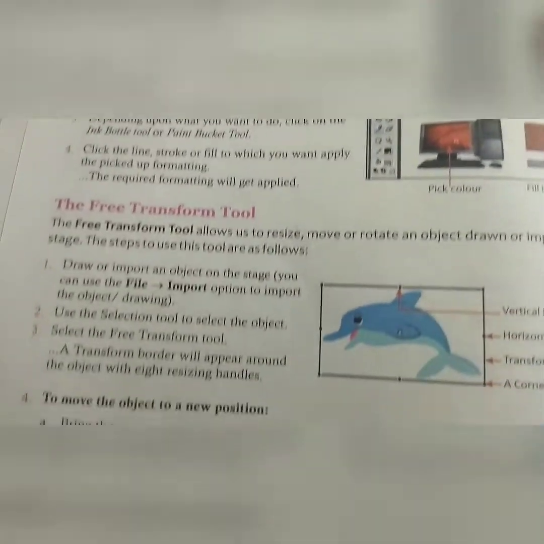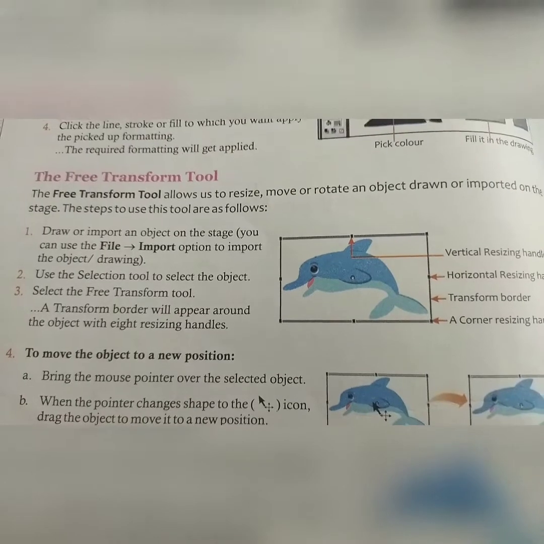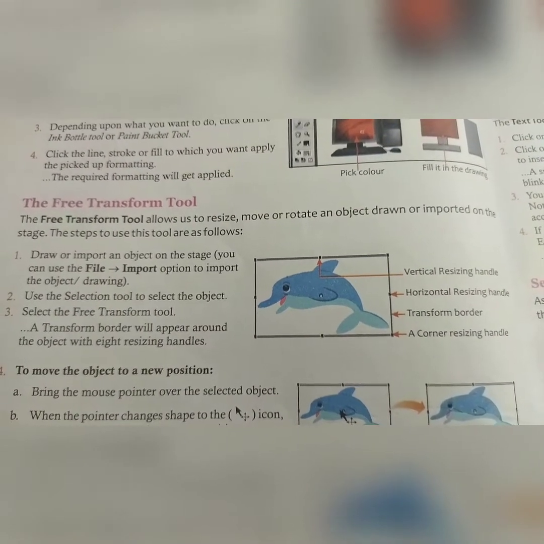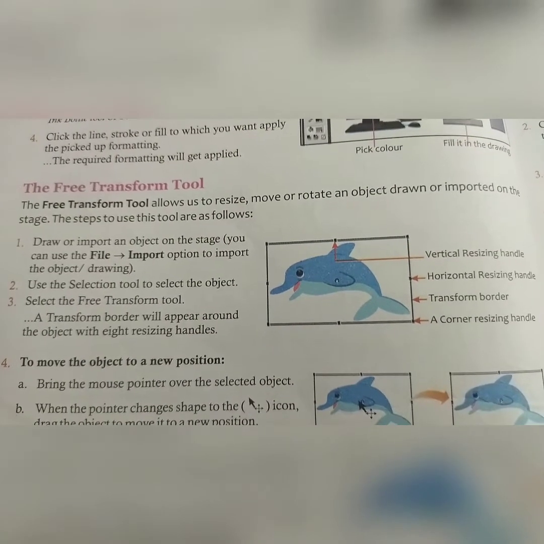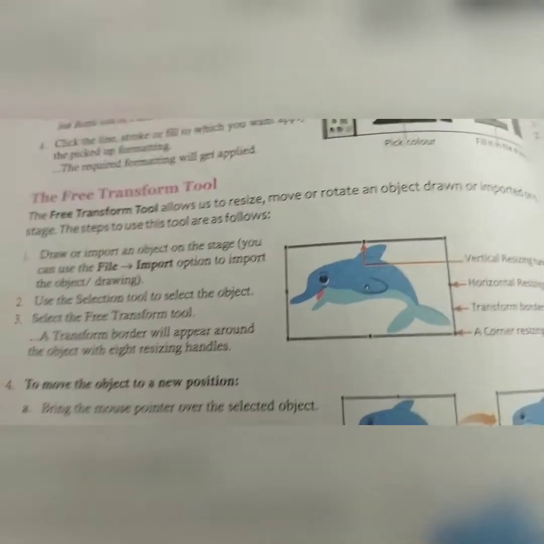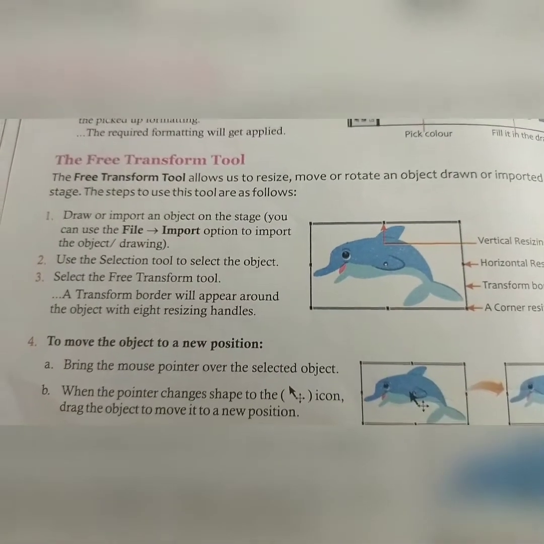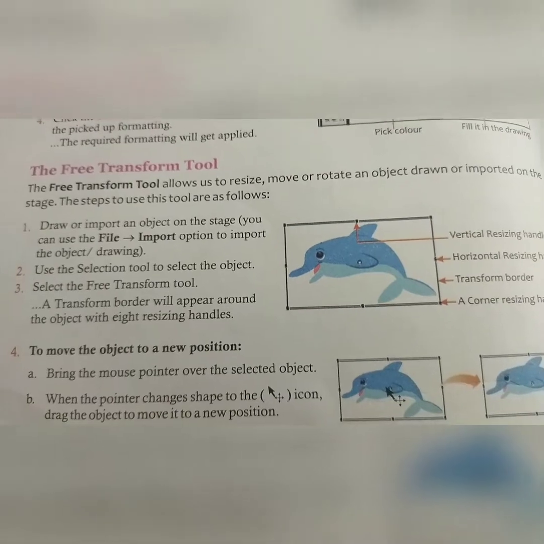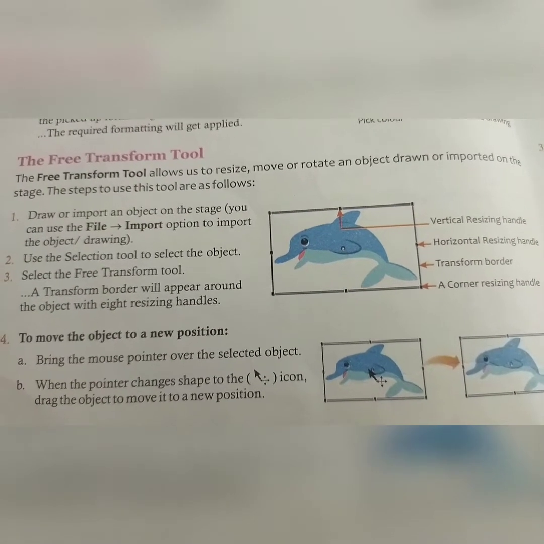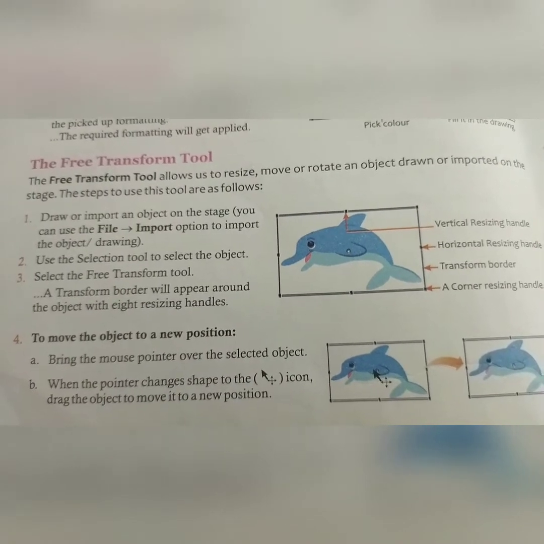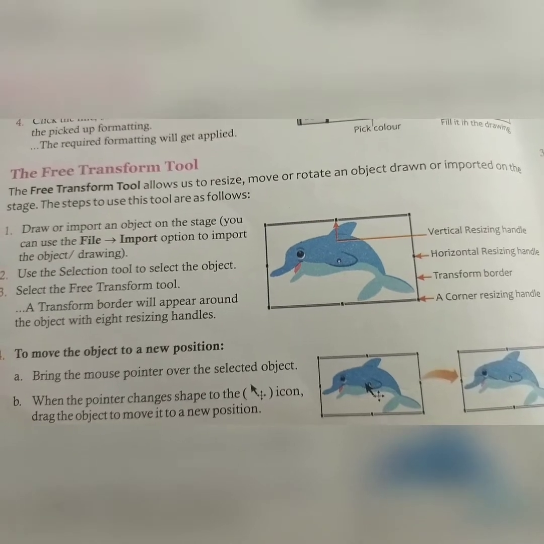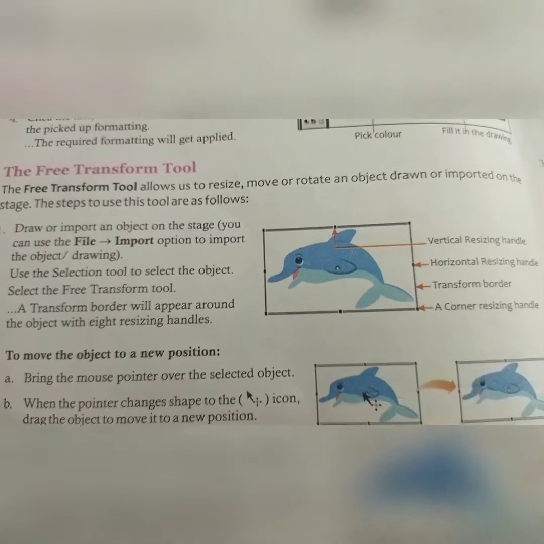Now next is your free transform tool, students. The free transform tool allows us to resize, move or rotate an object drawn or imported on the stage. The steps are as follows. First, draw or import an object on the stage. You can use the File Import option to import the object. Then use the selection tool to select the object. Select the free transform tool. A transform border will appear around the object with 8 resizing handles.